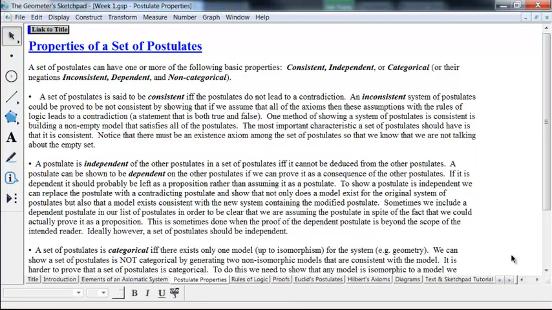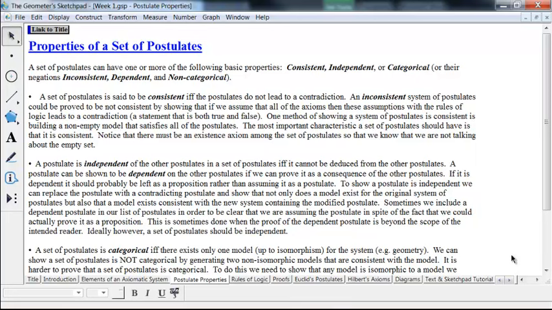So the first and most important one is consistency. You want a set of postulates to be consistent. What does that mean? That means the postulates do not lead to a contradiction. If the set of postulates was inconsistent, then you should be able to prove a statement both true and false, which is, of course, impossible. That leads you to a contradiction or a logical problem, so we cannot have an inconsistent system. An inconsistent system basically collapses. So you want your set of postulates to be consistent.